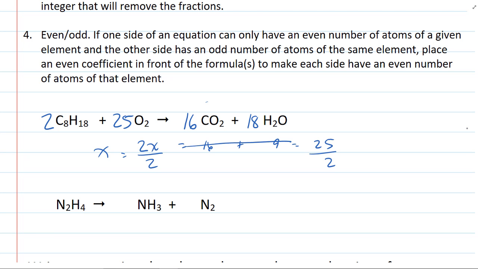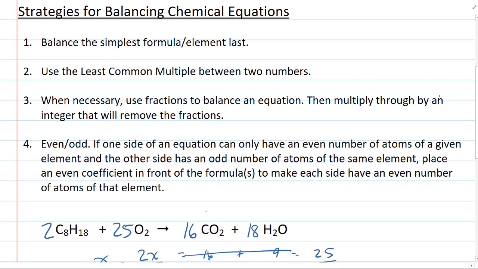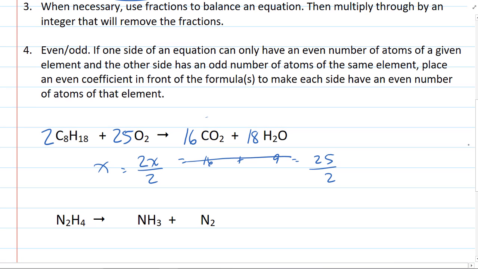We follow our strategies. Best strategy for this one is to use the least common multiple. Least common multiple between 3 and 4 is 12. In order to get 12 hydrogens on the left-hand side, we'd put in a 3 out front. To get 12 hydrogens on the right, we'd put in a 4. That would balance the hydrogens. And we look at the nitrogens.